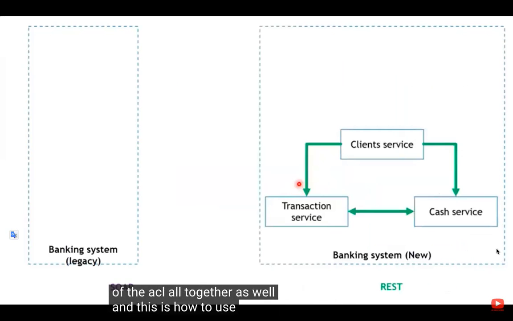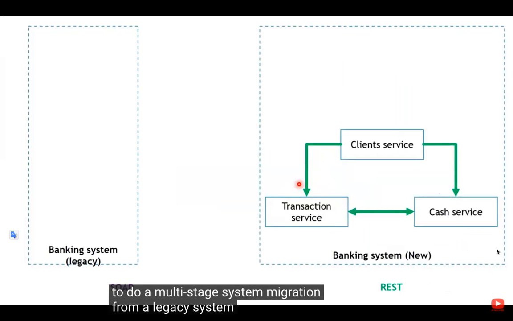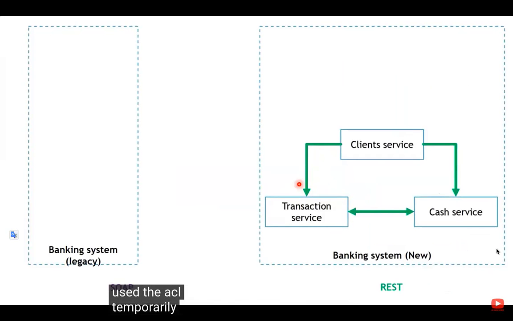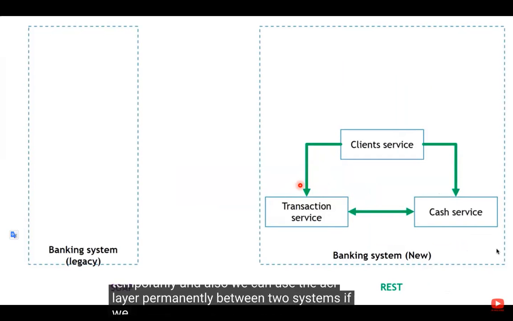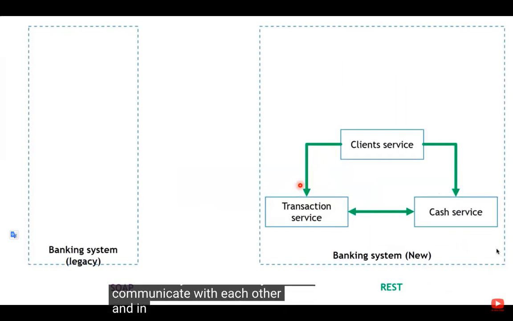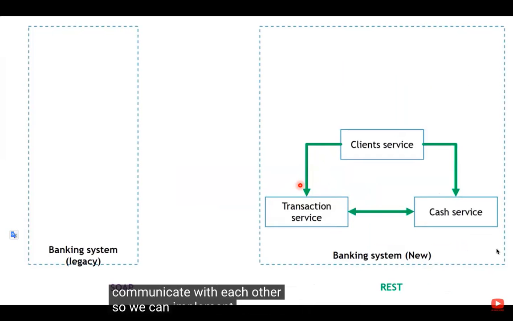And this is how to use the ACL to help us do a multi-stage system migration from a legacy system to a new system. And in this case, we have used the ACL temporarily. Also, we can use the ACL layer permanently between two systems if we have a legacy system and a new system and they need to communicate with each other. And in this case, the ACL is going to live as long as these two systems have a need to communicate with each other. So we can implement the ACL permanently or temporarily, depending on our situation.